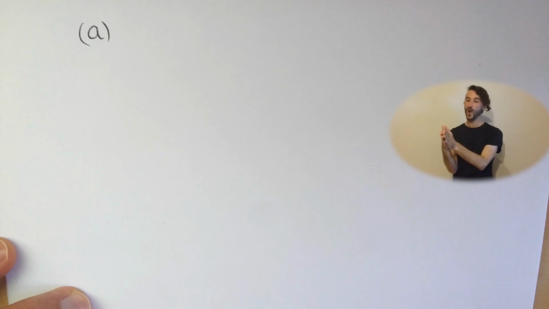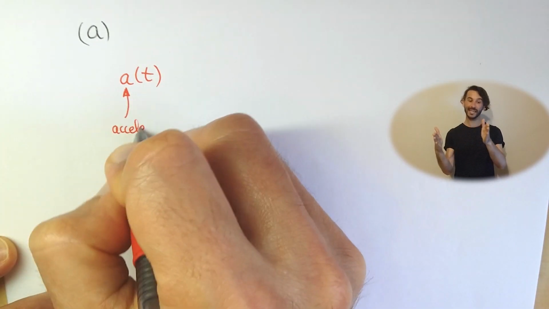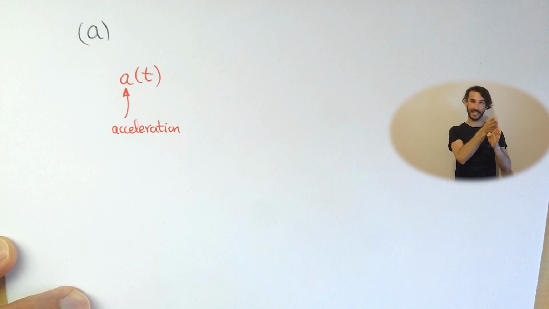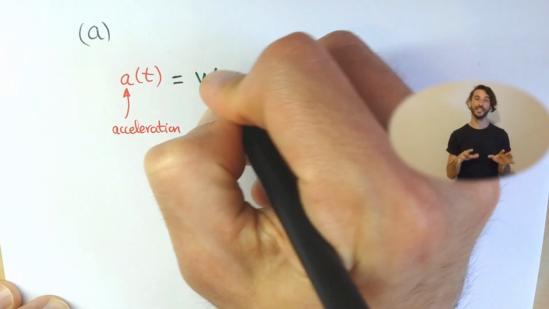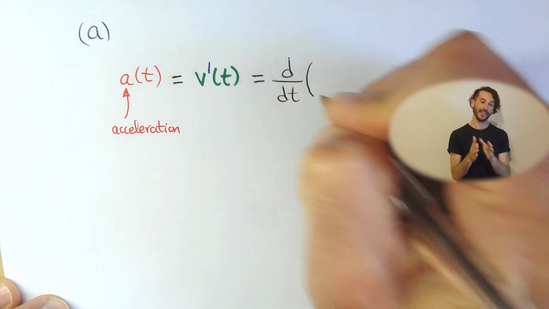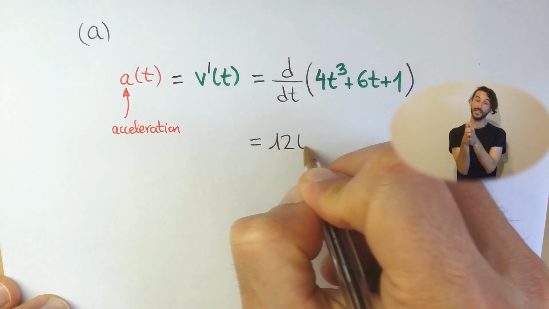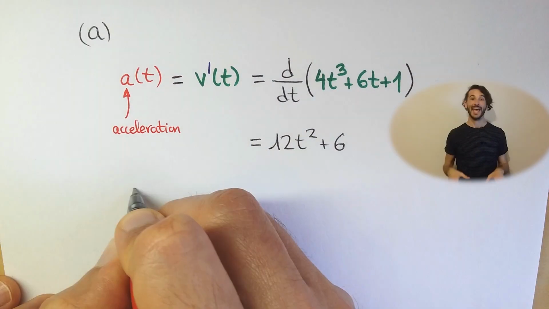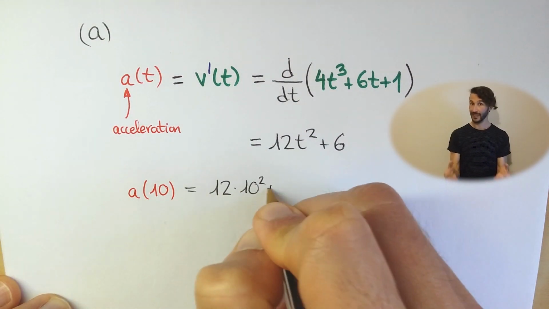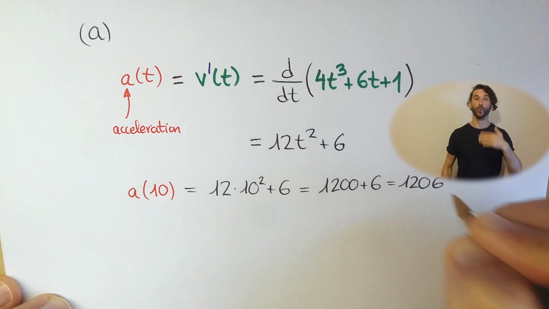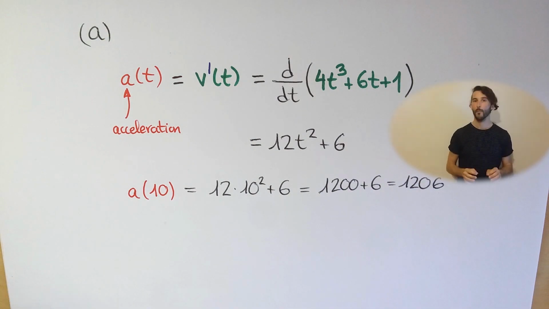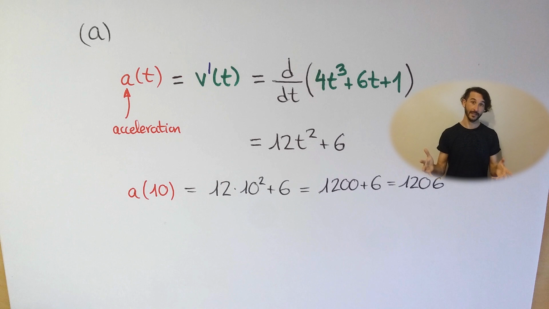In question A, we're asked for the instantaneous acceleration after 10 seconds. Acceleration is a derivative of velocity, and differentiating v of t, we obtain this expression. Evaluating this expression at time equals 10, we obtain 1206. But 1206 what? Let's see.